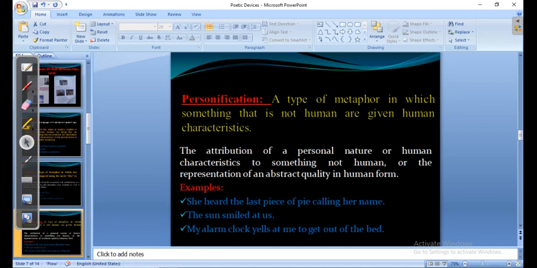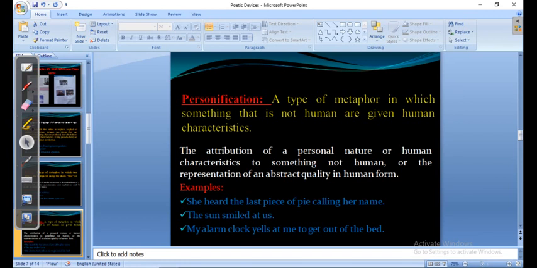The sun smiled at us. Have you ever seen the sun smiling? No. But in other words it says that we are fortunate enough, we are lucky enough. In the current context, we may say that we are fortunate enough to be coming out of this coronavirus safe. The sun smiled at us. It is called personification. What does personification mean? A type of metaphor in which something that is not human is given human characteristics.